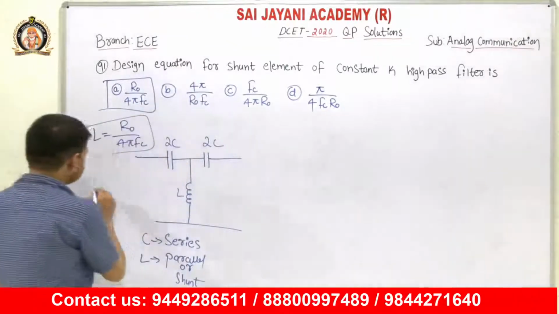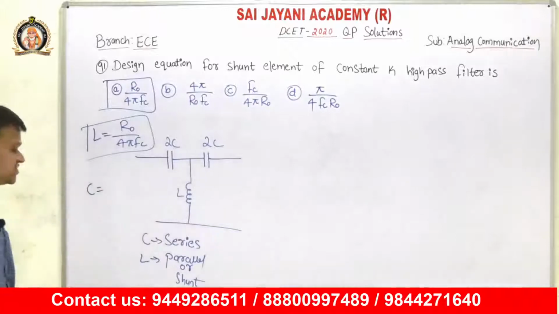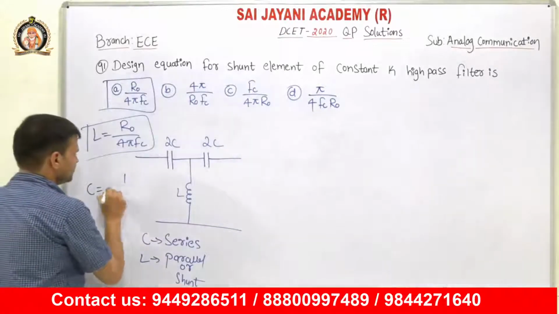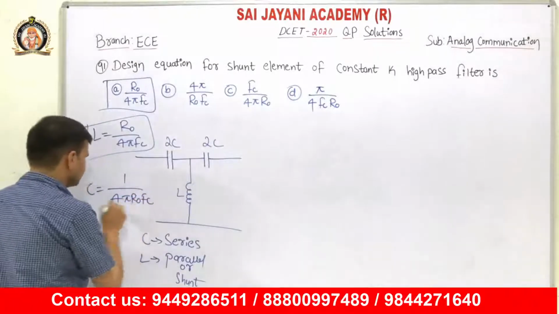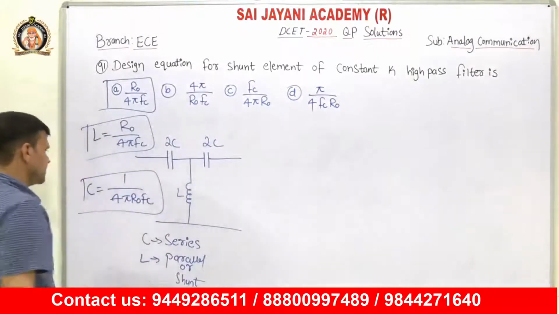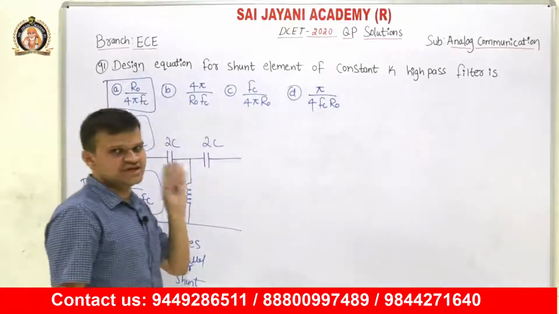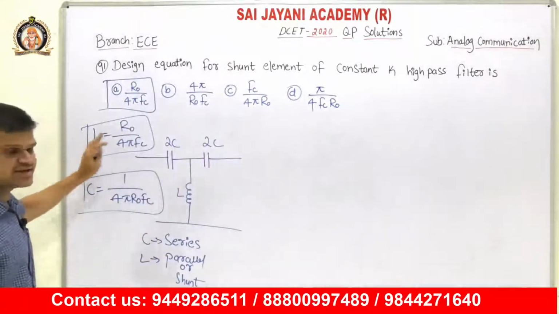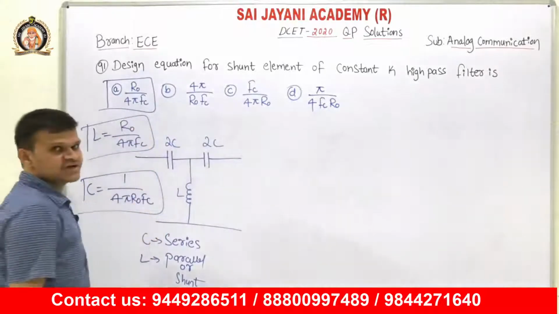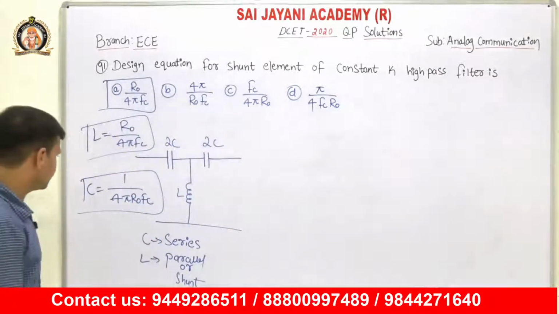Similarly, for the capacitor, its equation becomes 1 divided by 4 pi R0 Fc. This is the series element in the constant K high pass filter, and the shunt element is the inductor L, and its expression is R0 divided by 4 pi Fc.